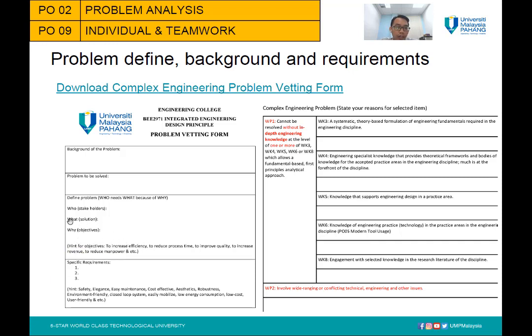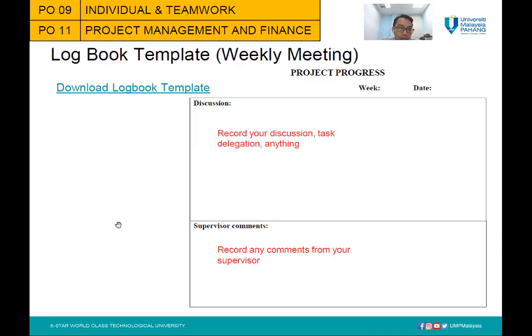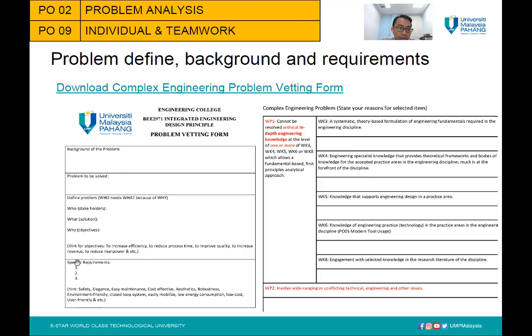Read and find the objective, and also after you are done with all the background research, specify your requirement. The hints here: safety, elegant, something that I have mentioned before, cost effective, aesthetic, robustness, environment friendly, closed loop system, easily mobilized. That is something that requires you to mobilize, senang nak bawa sana sini. Low energy consumption, low cost, user friendly, and so write all the requirements. Just brainstorm and write it down.